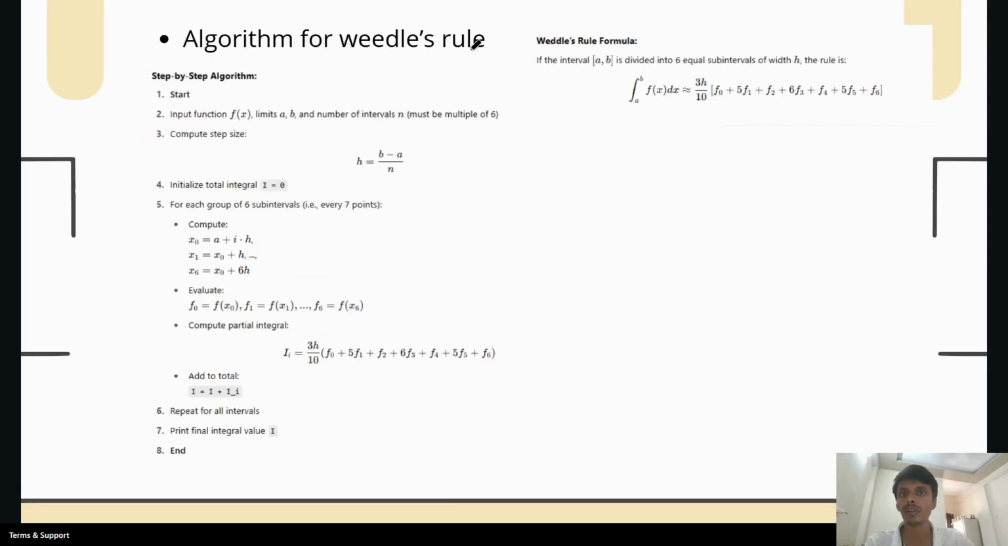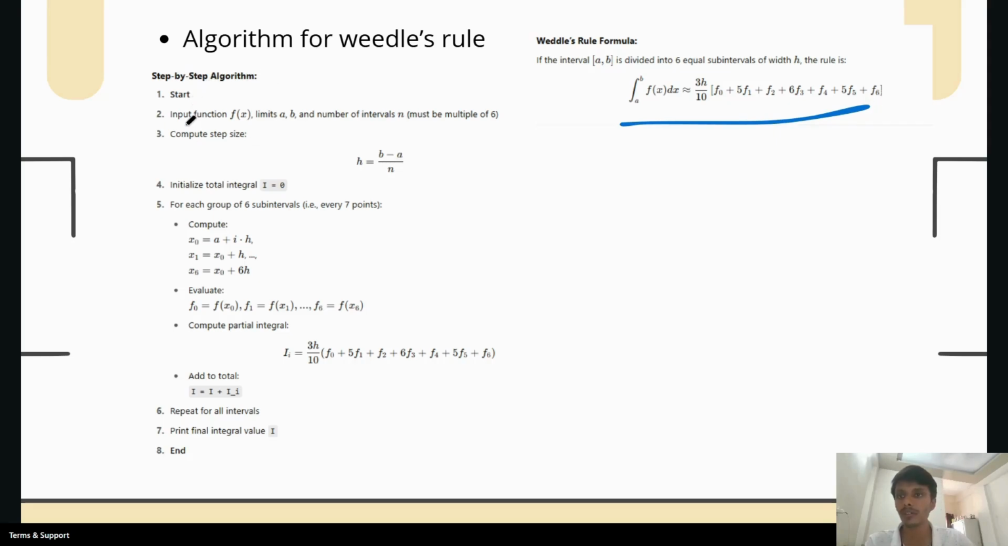Then the algorithm for Weddle's rule is this. First we see Weddle's rule formula. If the interval [a, b] is divided into 6 equal subintervals of width h, Weddle's rule states that the integral of f(x) from a to b equals 3h/10 times (f0 plus 5f1 plus f2 plus 6f3 plus f4 plus 5f5 plus f6).